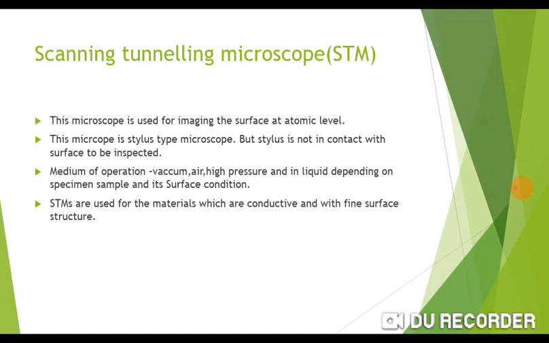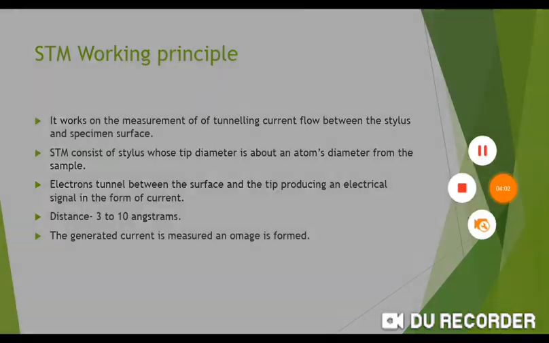It consists of a stylus which is not in contact with the surface to be inspected, and unlike the electron microscope, the medium of operation can be vacuum, air, high pressure, and liquid, depending on the specimen sample and its surface condition. Also, for the scanning tunneling microscope, the material requirement is that it must be conductive and with a fine surface structure.